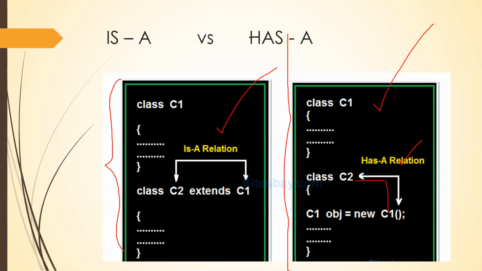So I'll go very simple. When you use is a, you will be using inheritance, the extends keyword. When you are going for has a, you will not be using the extends keyword. Instead, you will be creating an object of the first class inside the second class, so that the C1 object is a composition of C2.